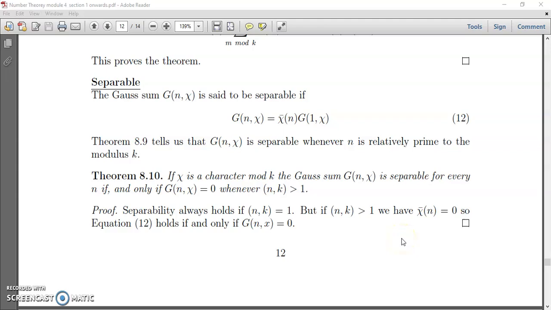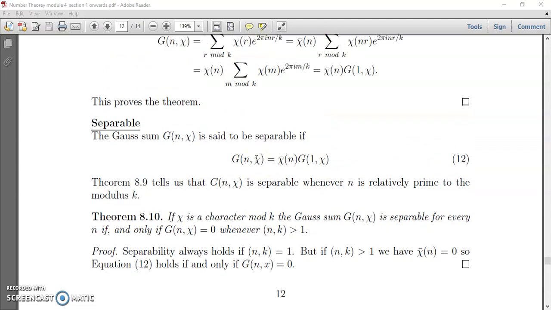Next, we will be discussing the separability property of Gauss sums. Before we go to the separability of Gauss sums, we will look into the previous theorem which we have discussed.